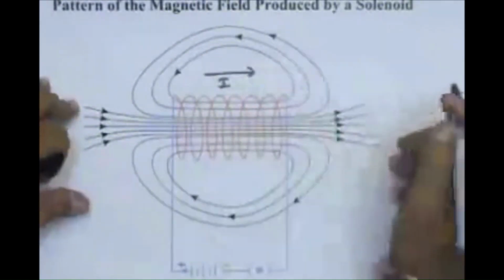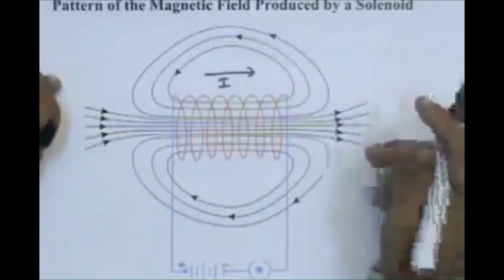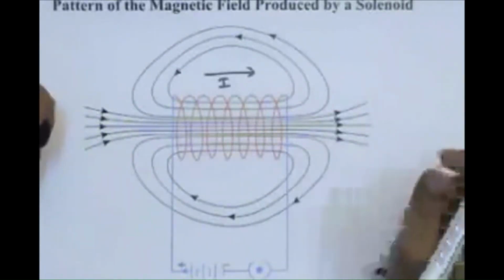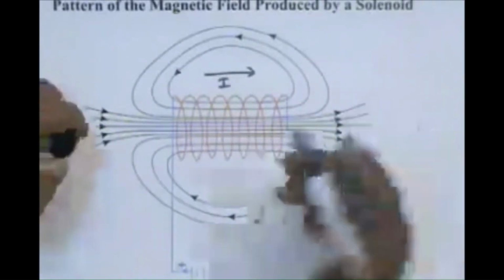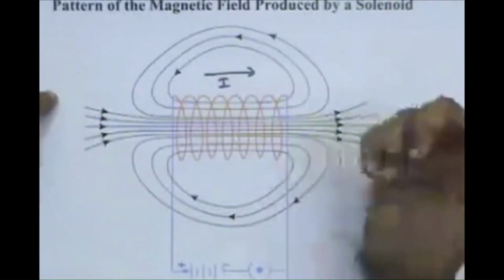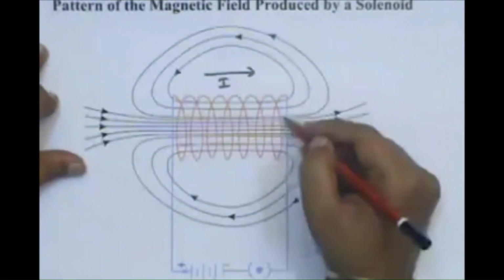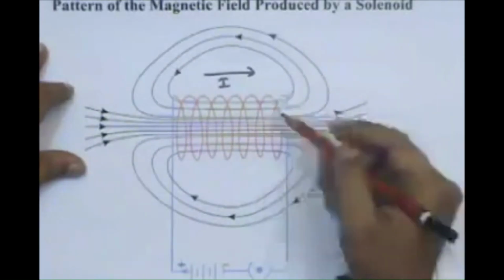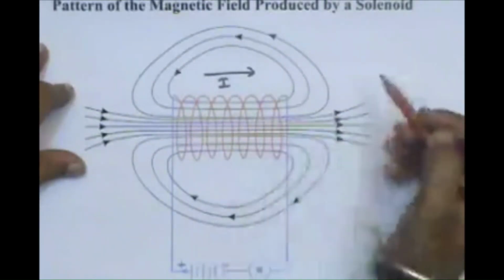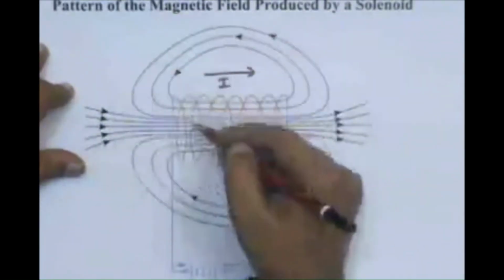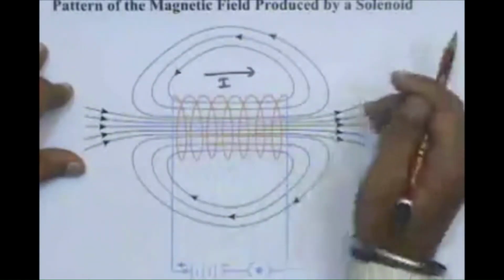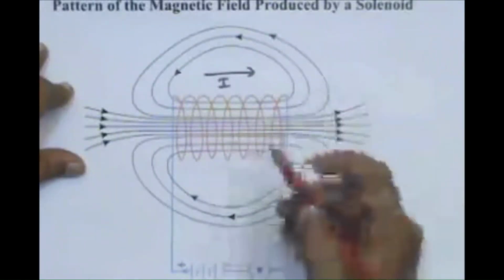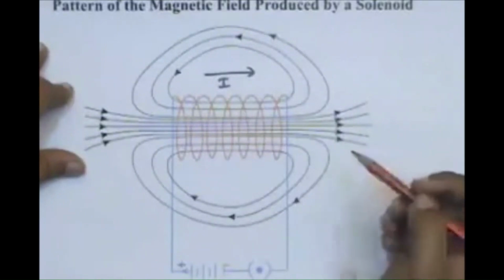So whatever the direction of the current in a solenoid will be the same direction of the magnetic field inside the solenoid. But outside the solenoid, it will make circular loops, seeming to originate from the negative terminal side, or the side which is connected to the negative terminal, and terminating at the side where the positive terminal is connected. Same happens on the below side.